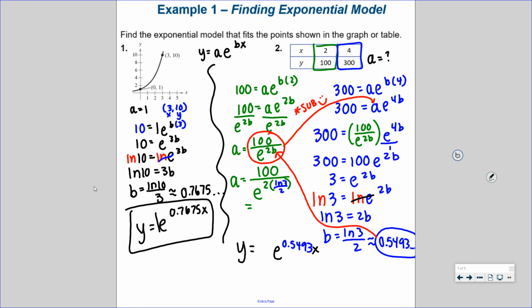All right, so let's talk about what cancels here. First of all, I have 2 divided by 2. So that's just 1, right? Oh, it's not bad. It's just a lot of work. It's a lot of steps. But what happens here? What's e to the ln of 3? 3, right? Matching bases, so they undo each other. So a is 100 thirds. That'd be our answer.